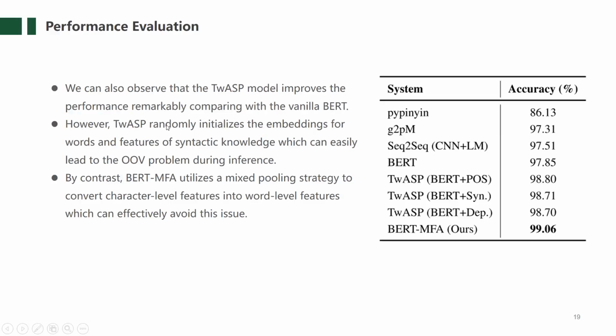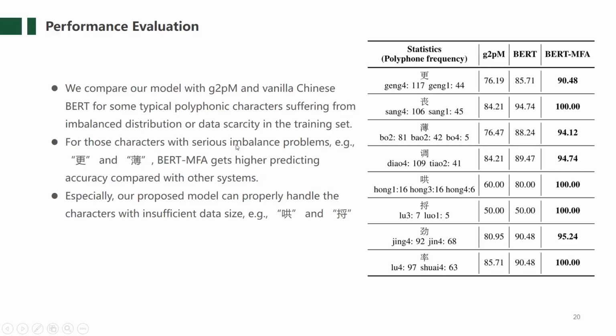However, TWSP randomly initializes the embedding for the word and the features, which can easily lead to the OOV problems during the inference. By contrast, BERT MFA utilizes a mixed pooling strategy to convert character level features into word level features, which can effectively avoid this issue. There are some other performance evaluations.